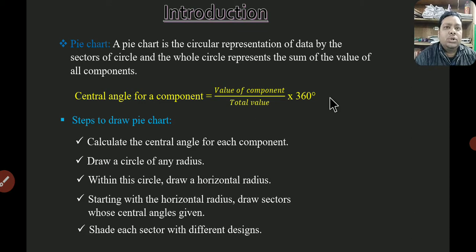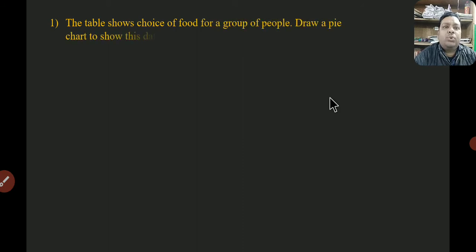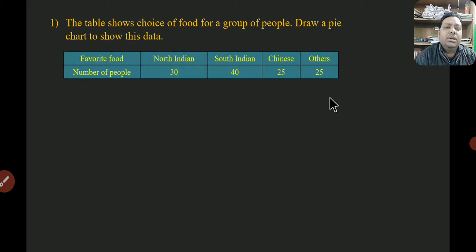Okay dear, so let's start drawing the pie chart. Now, this question: the table shows the choice of food for a group of people, and we have to draw a pie chart to show this data. Let's see this. You can see the favorite food of some people, the categories being North Indian, South Indian, Chinese and others.